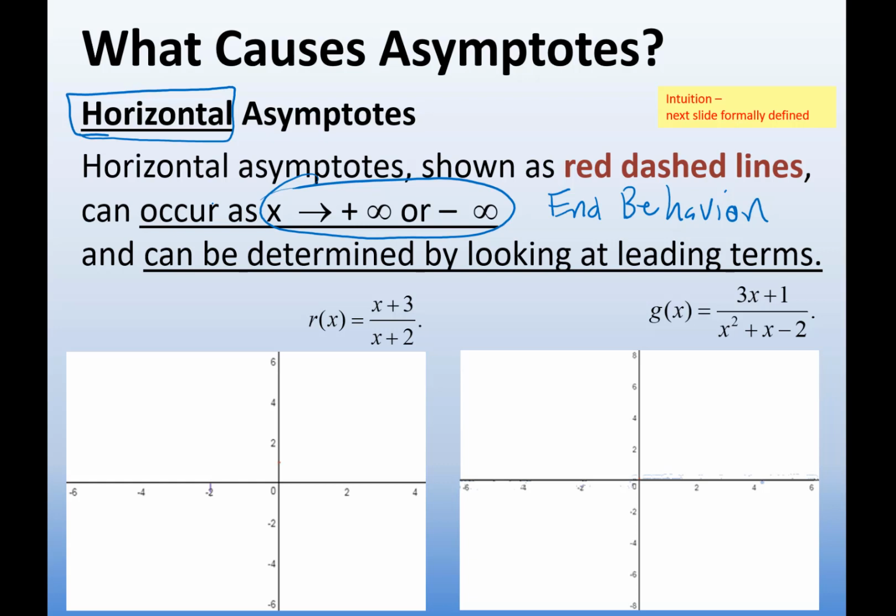So if we look at this graph here, what we're looking at is, as x goes to infinity, what is y going to? Question mark. That's what the end behavior is. As x goes back to negative infinity, we don't write it backwards like this, but the question is, what is y going to?